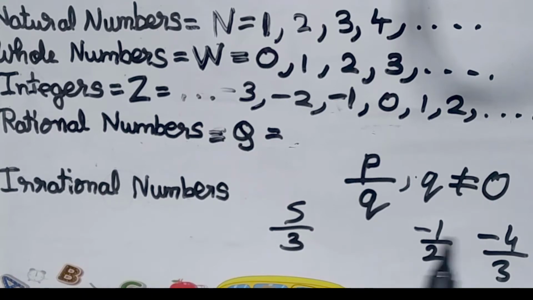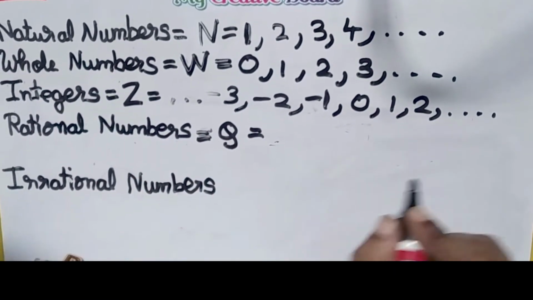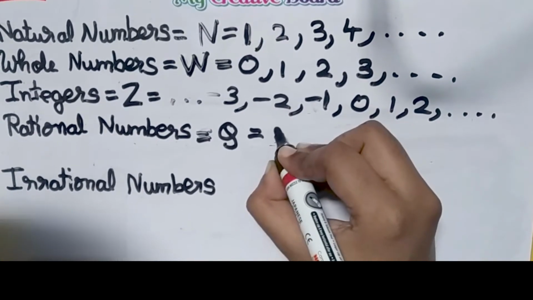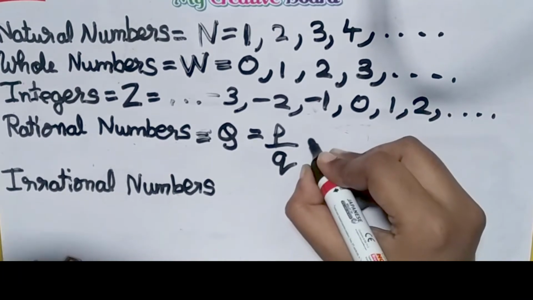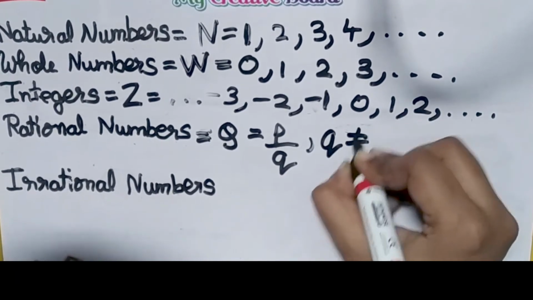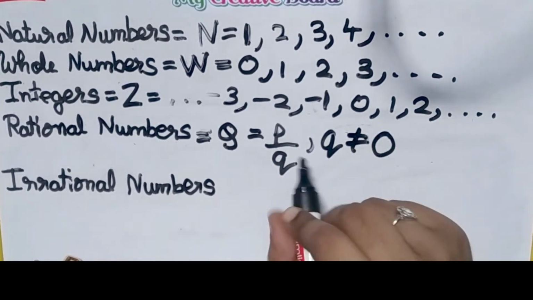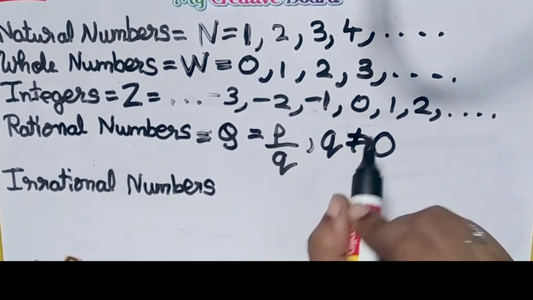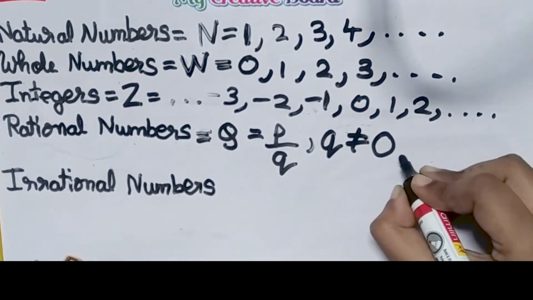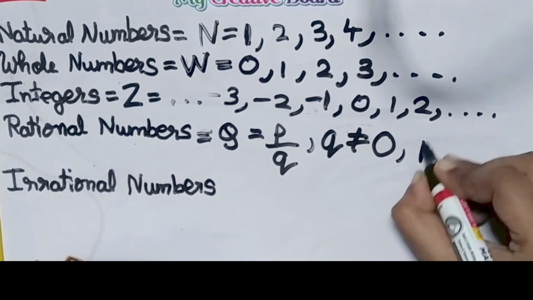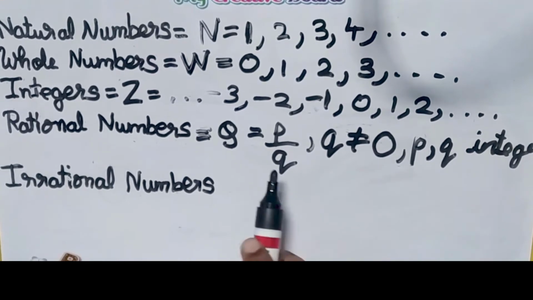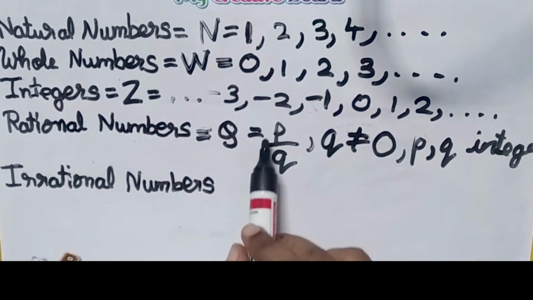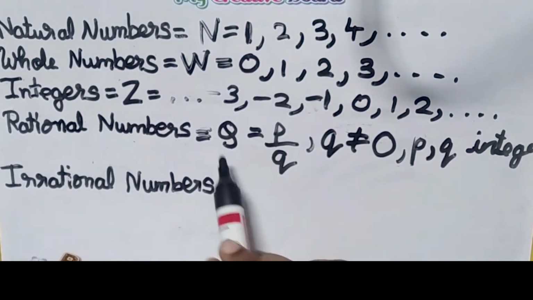So all these numbers are included in rational numbers. Rational numbers means the numbers which we can express in the form of p upon q, such that q is not equal to 0. All numbers we can write in the form of p by q, and q should not be equal to 0. P and q are integers, but q should not be equal to 0. So all numbers, all fractions will come here, rational numbers.